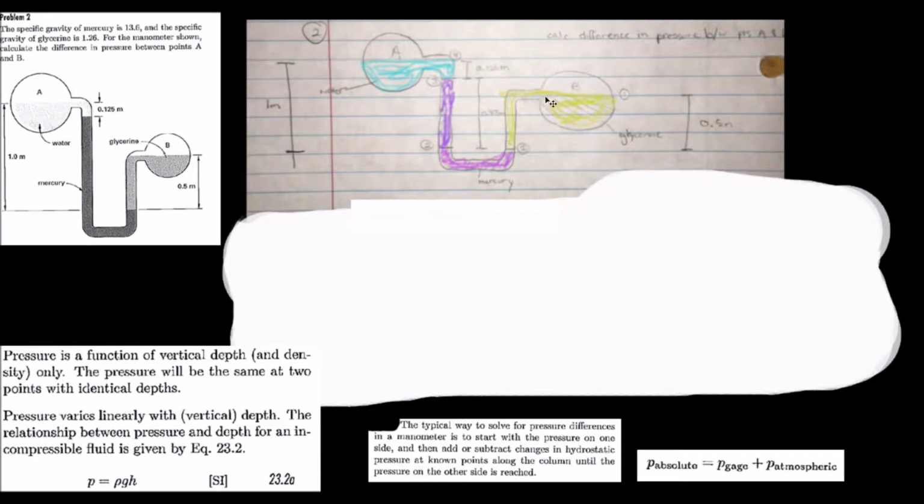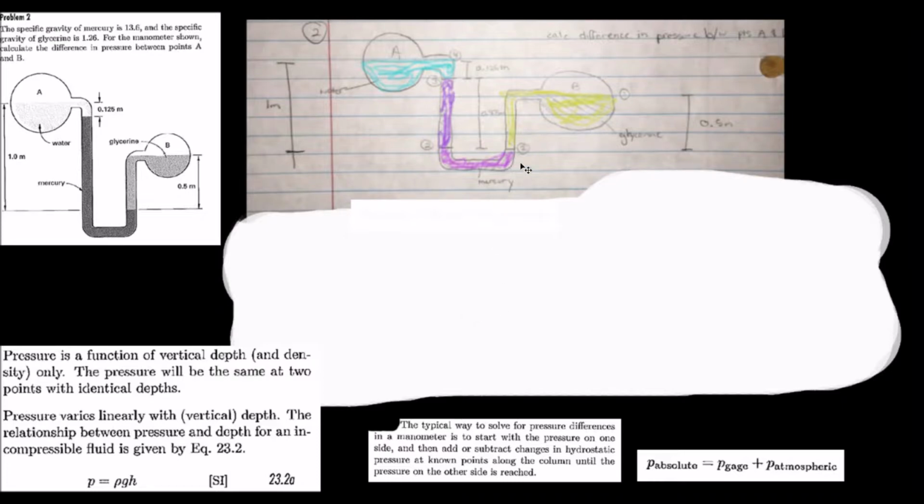So over here I've redrawn the diagram in different colors just so you understand clearly what's going on. We have water in blue, mercury in this purple color, and then green is the glycerin. What we need to know for this problem is that pressure is of course a function of vertical depth, and so it varies linearly with vertical depth. As we decrease in height, the pressure increases, and it's given by P equals density times gravity times height.